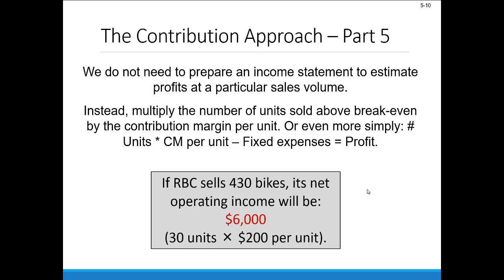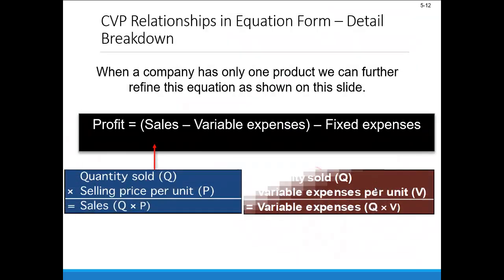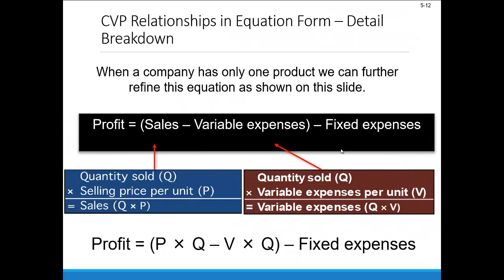Now, as much as I don't love using the words equation or formula in this class, we can express the contribution format income statement itself as really a profit equation. So that would be profit, the bottom line on the income statement, equals sales minus variable expenses. What's in the parentheses there is really just the contribution margin, minus those fixed expenses. So it's the flow from top to bottom of that contribution format income statement. Now we can also factor that out to look at this on a quantity basis.